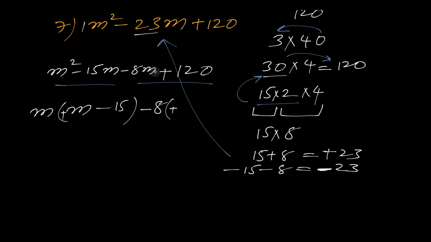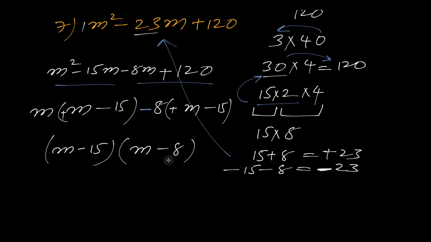Okay, now what is remaining? M. So 120 divided by 8 is 15. Same result as here, m minus 15, m minus 15. That's the reason we have taken the minus symbol outside. If we multiply minus with minus, again I'm going to get the plus sign. Now we have to take m minus 15 one time, which is one parenthesis, and this is m minus 8. So this is going to be your answer.